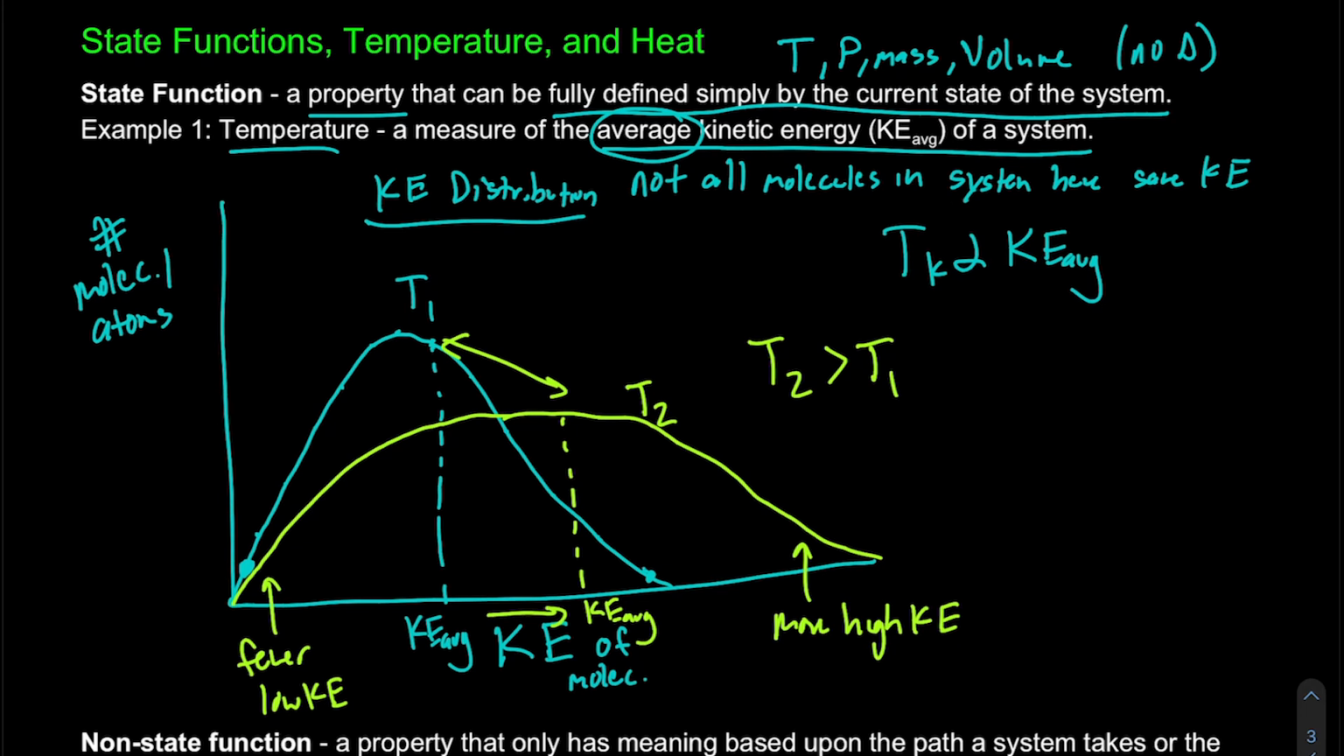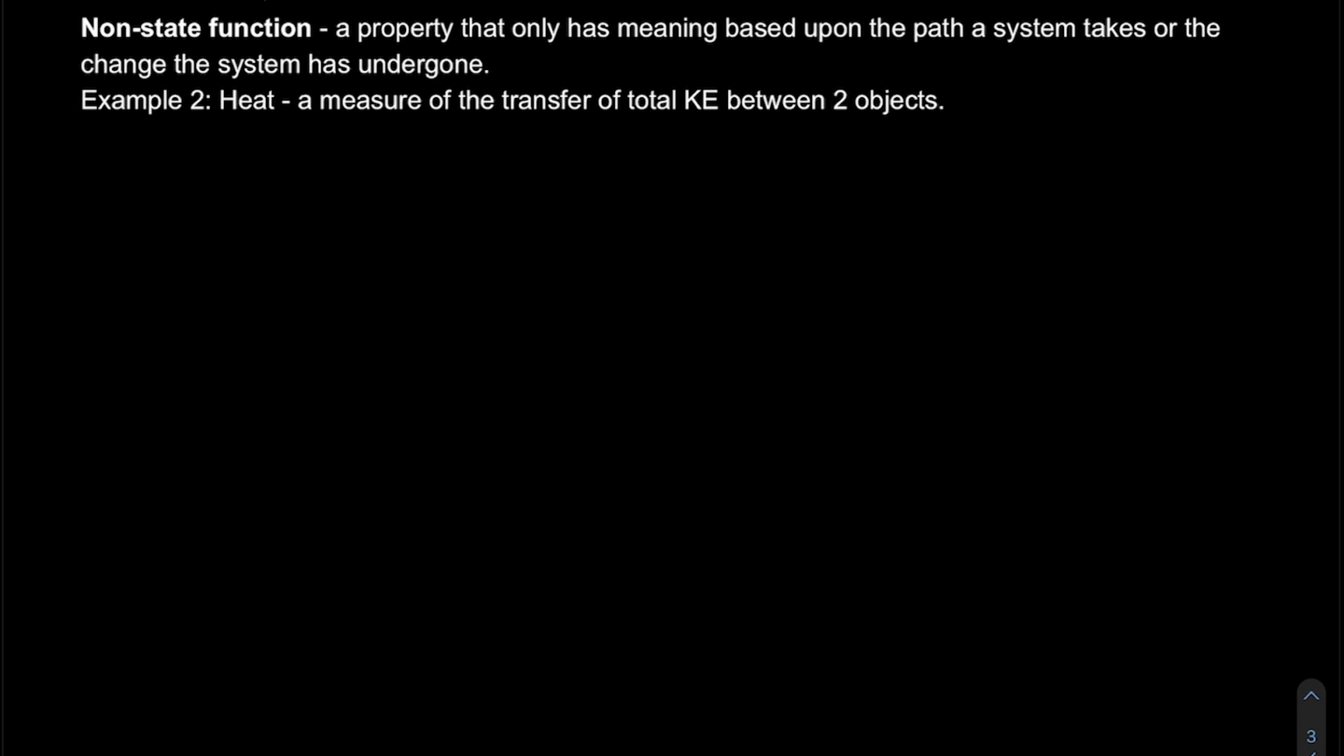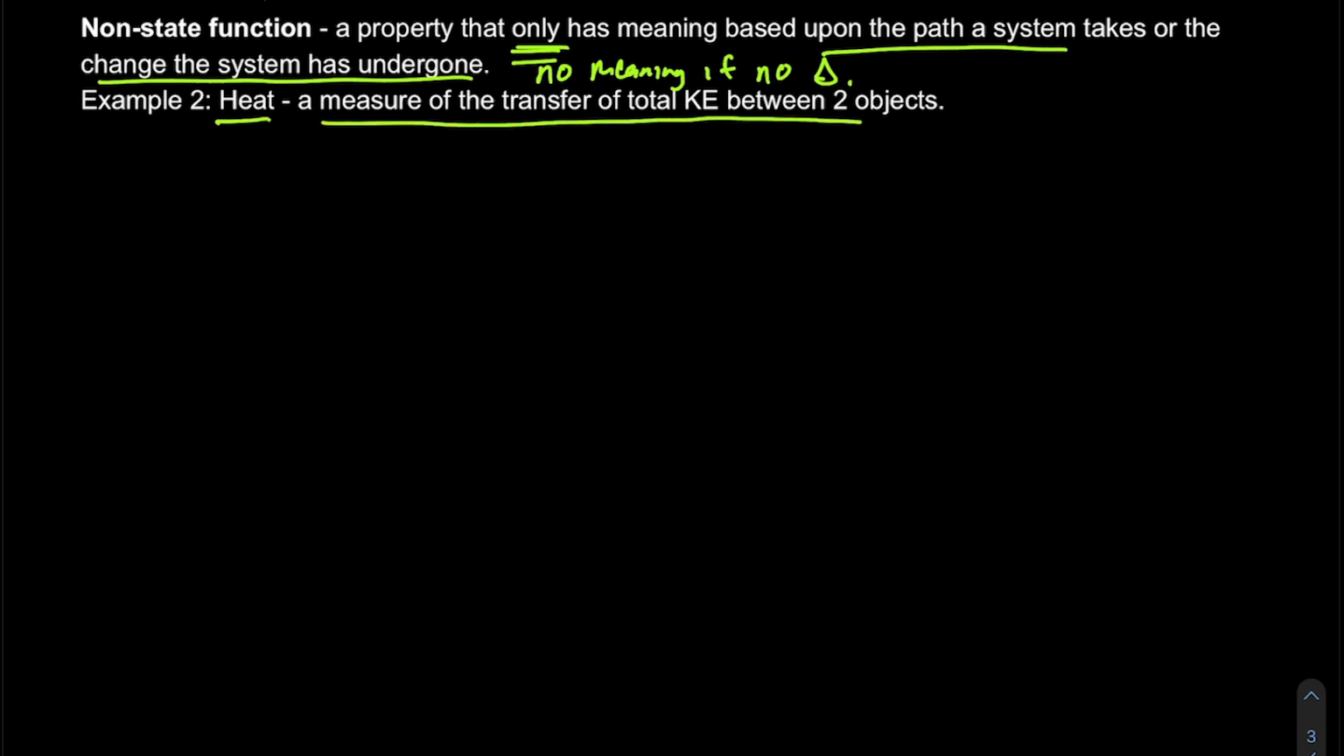And we'll see that this is important as we think about the connection to a non-state function. This is our state function of temperature. Now, a non-state function is a property that only has meaning based upon the path a system takes or the change that system undergoes. So for example, this has no meaning if there is no change. We cannot define something that is a non-state function unless a change occurs. An example of this would be heat. Heat is a measure of the transfer of total kinetic energy between two objects.